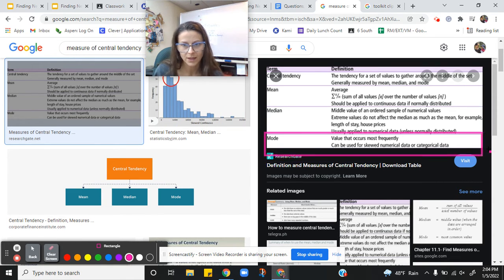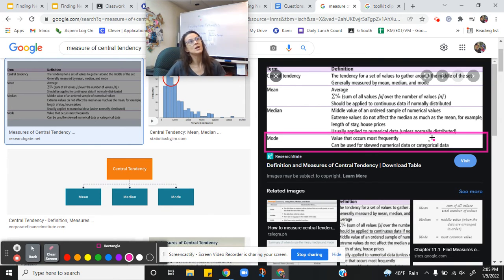Okay. The mode is the most frequent, and it can be used for skewed numerical data or categorical data. So categorical data is numbers that are describing your feelings. Like from a scale of 1 to 10, how much do you love to sing? That's more categorical. And then furthermore, you could really just say, do you love to sing? Do you sort of love to sing? Do you not have any feelings about singing? You don't like to sing, or you really don't like to sing? And that's super categorical. Or what's your favorite color?